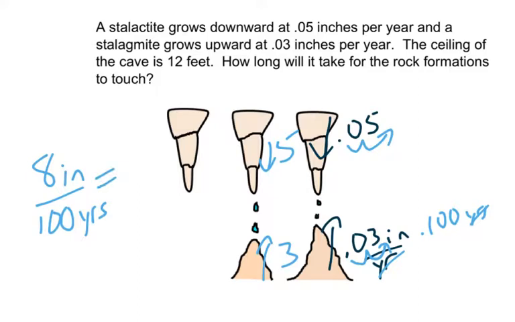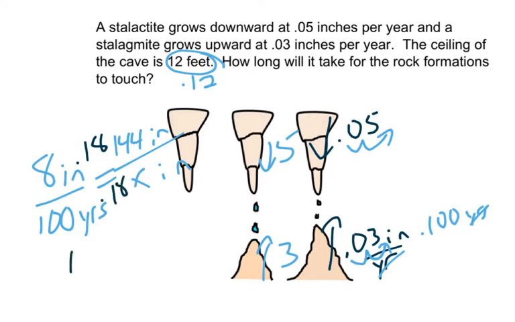And 12 feet, we want to convert that into inches so we have the same unit. So 12 times 12, because there's 12 inches in a foot, would give us 144 inches. And 8 will go evenly into 144. I'm thinking 8 times 10 is 80. I need 64 more. That would be another 8. So this is going to be 8 times 18. So times 18, and that would be 1,800 years.